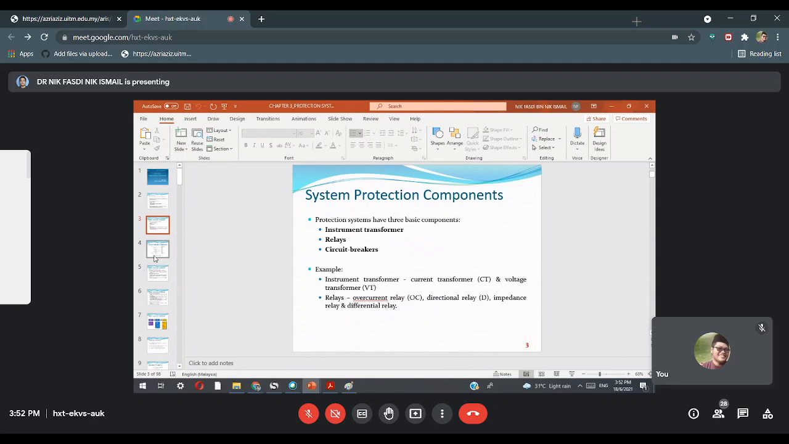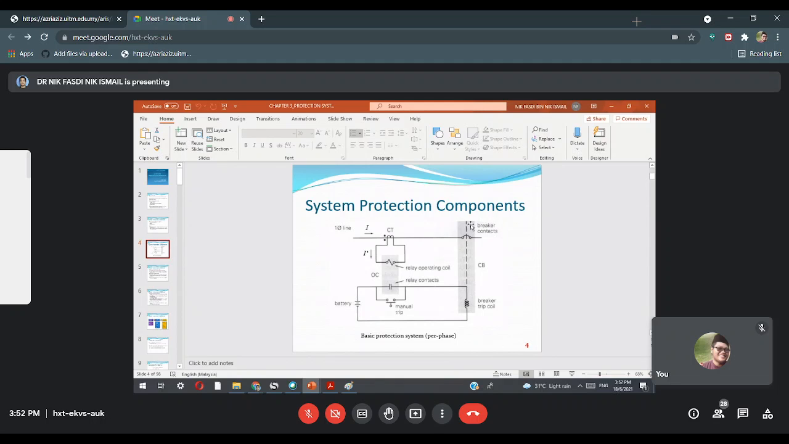Okay, boleh faham? Okay. So system protection components macam cakap tadi. So we have current transformer. Okay. Transformer ni dia akan sense the fault current. Ini contoh current flow. Ini ialah primary current, secondary current. Okay, dia akan sense the fault current.